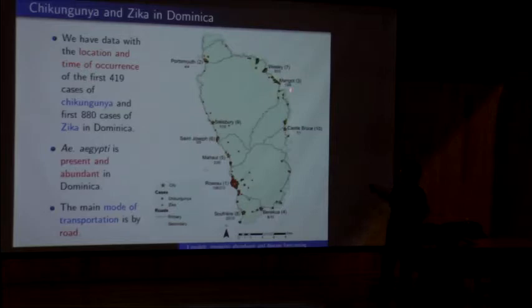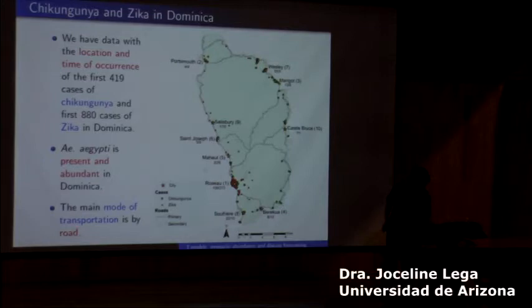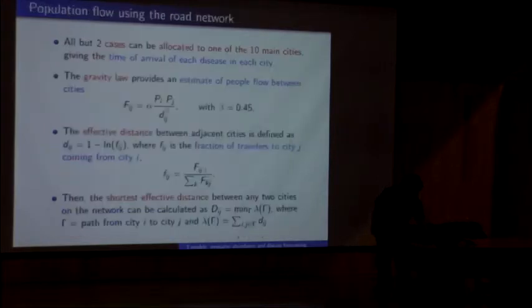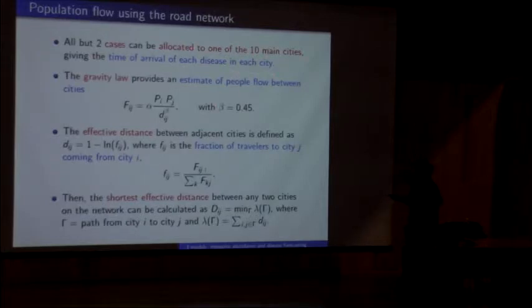So essentially what we did is that we looked at all of those cases and we associated each of them to one of the 10 cities. And there were only 2 cases that we could not allocate, but they occurred a little later, so it was not that essential. But then you need to know how many people go from one place to the other, and you cannot put a sensor on the road, right, to measure how many cars go by.